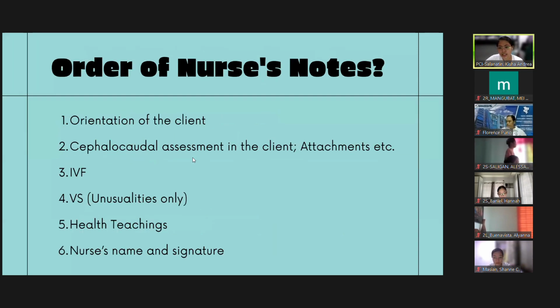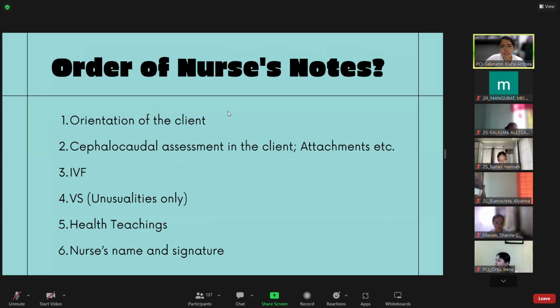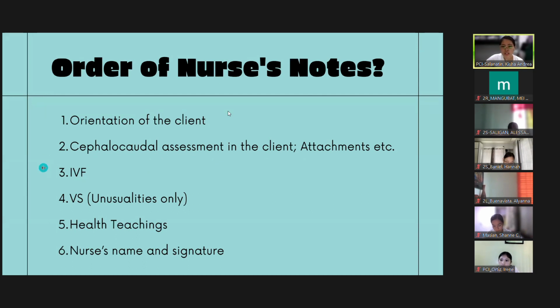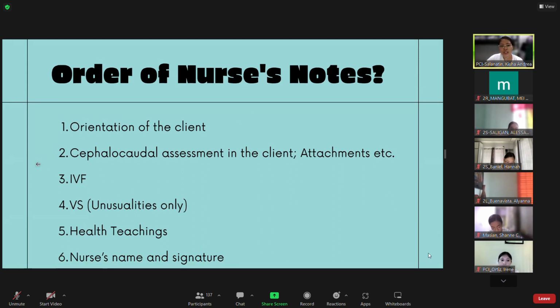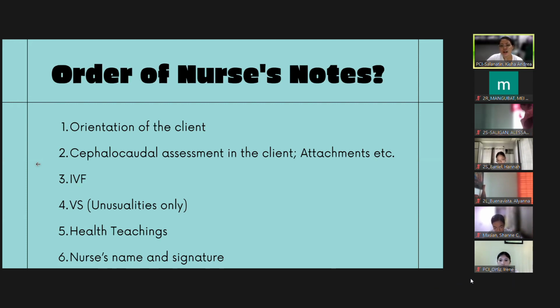Then, next slide please. So, the order of the nurse's notes. First is the orientation of the client. That is the first thing you put. Upon receiving the patient, what do you assess? Is the patient awake or conscious, or unconscious? You put it here. And then, next is the cephalocaudal assessment of the client, or your head to toe assessment. Like, are there attachments, cyanosis on the body, or hematoma.